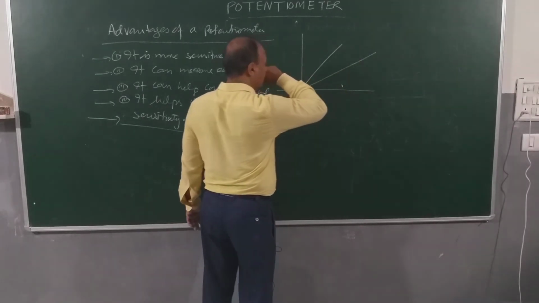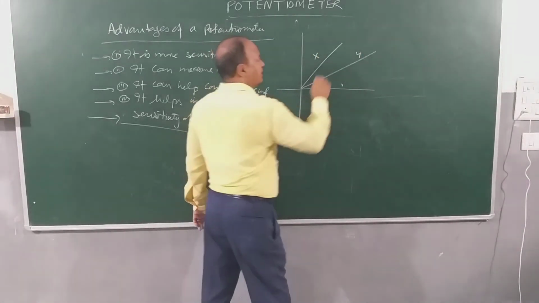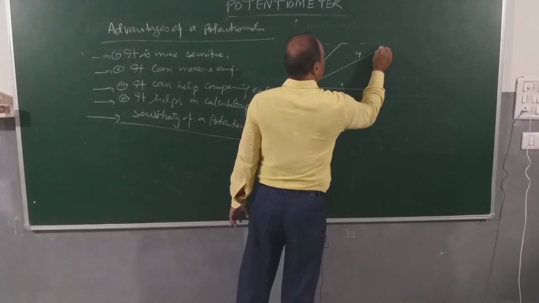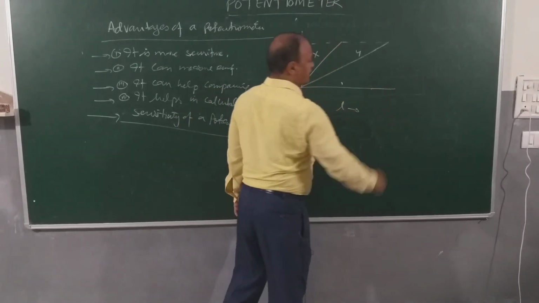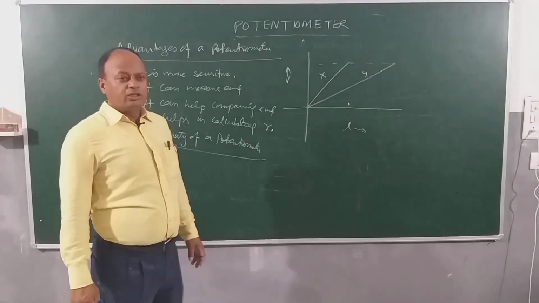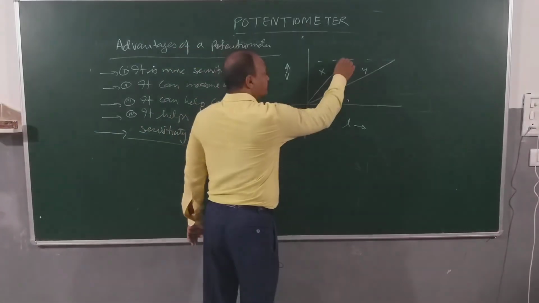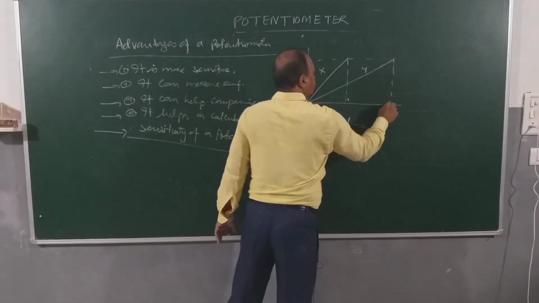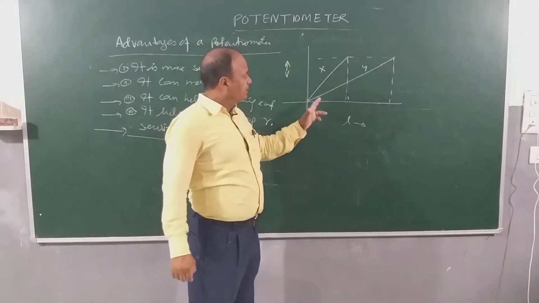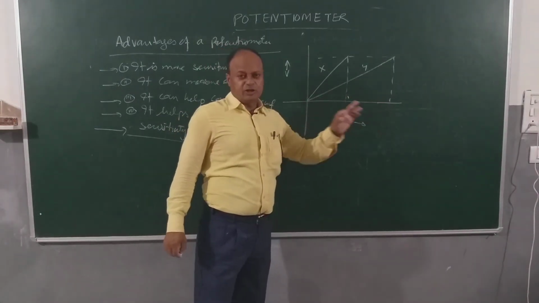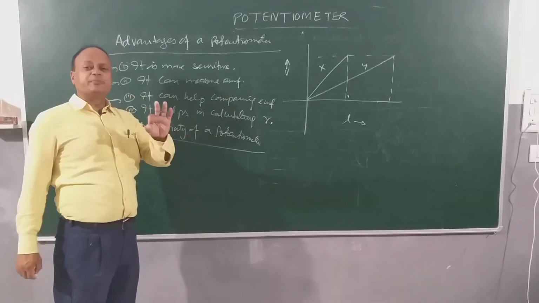I have drawn two graphs. One is for a potentiometer X, the other is for a potentiometer Y, and see, this is V and this is balancing length L. I want you to understand. So X and Y, these two are potentiometers. If you study carefully, for the same potential difference, X has a smaller balancing length and Y has what? Greater balancing length. So remember, smaller is the value of V by L, more sensitive is the potentiometer.